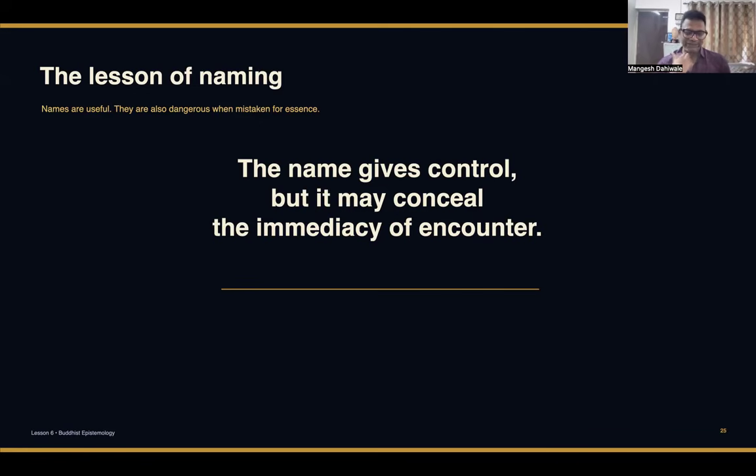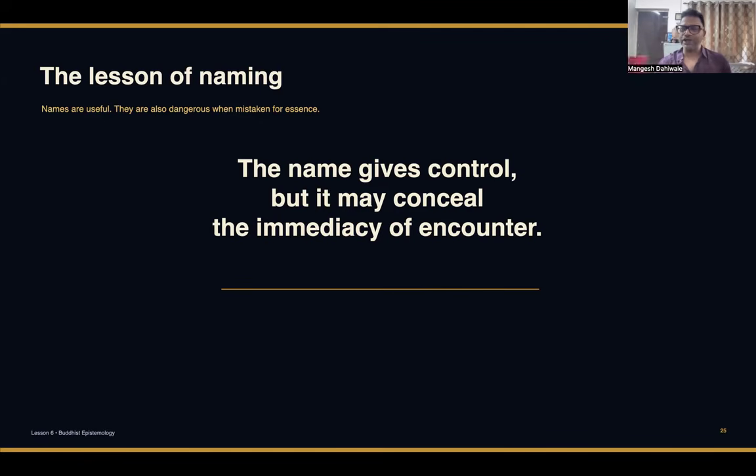For example, in Annihilation of Caste, Baba Sahib says that caste is a label. Now, this is a very, very deep thing. So the labels also have values. Like if you say Pandit, people feel good. This is a Pandit. But some of the names you have given a very wrong value. So you see, the naming is itself problematic. So we have to bear in mind the name gives control, but it may conceal the immediacy of encounter.